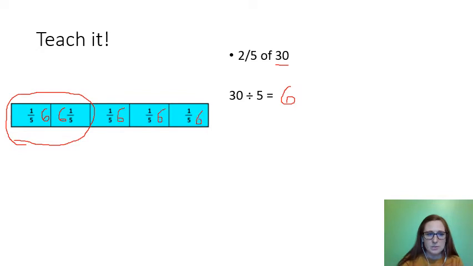If I looked at all of them, 6, 12, 18, 24, 30, the whole thing is worth our total of 30. But I don't want 1/5, I want 2/5. So I need 2 lots of 6. You can see I've circled 2 lots of 6. 2 times 6 is 12. So 2/5 of 30 is 12.